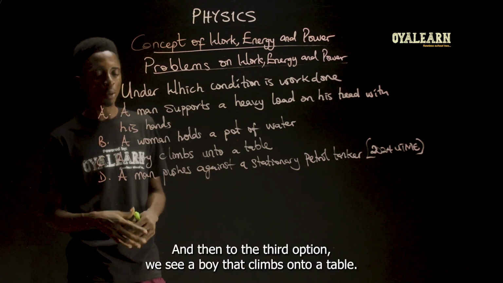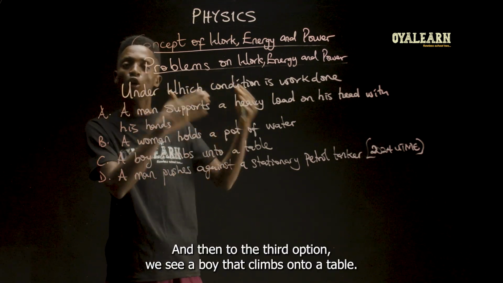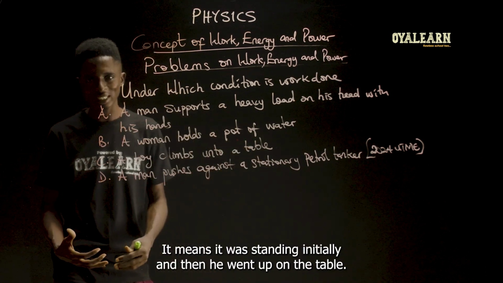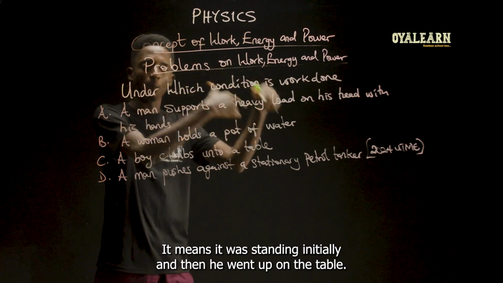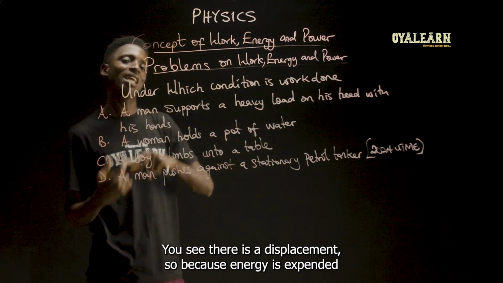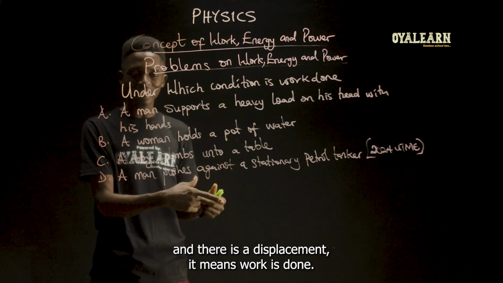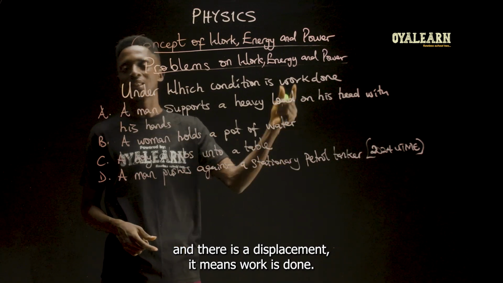And then to the third option, we see a boy that climbs onto a table. Now, for him to climb onto a table, it means he was standing initially and then he went up on the table. You see, there is a displacement. So because energy is expended and there is a displacement, it means work is done.